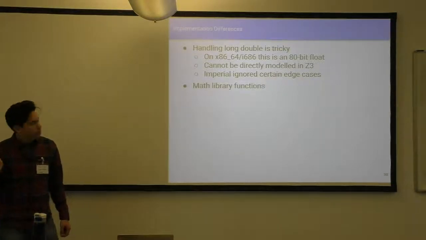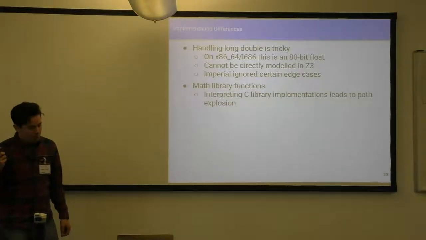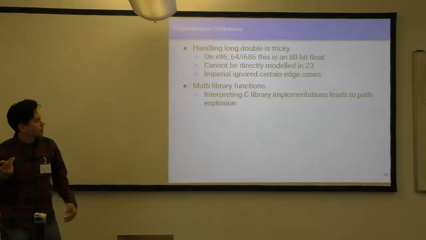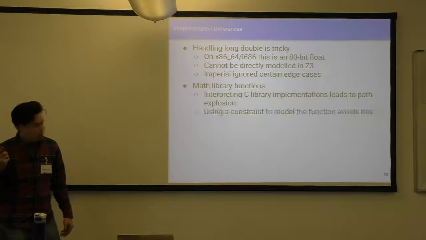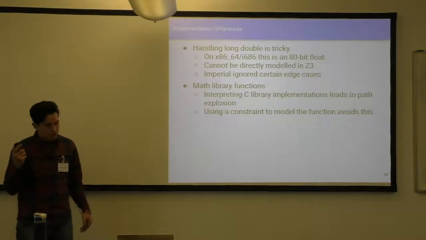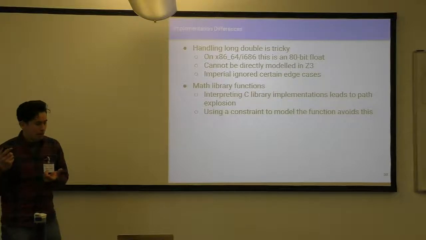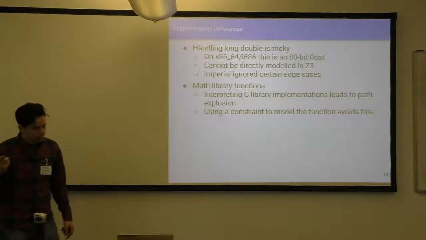Math library functions are also a little bit of a problem. What we at Imperial did is we would just interpret a math library function every time it's called. So say something like square root, we would just execute the C library implementation. But that can lead to lots of paths being considered. A way of avoiding this is to model that function as a constraint. So don't interpret square root, just make it part of your constraint language.